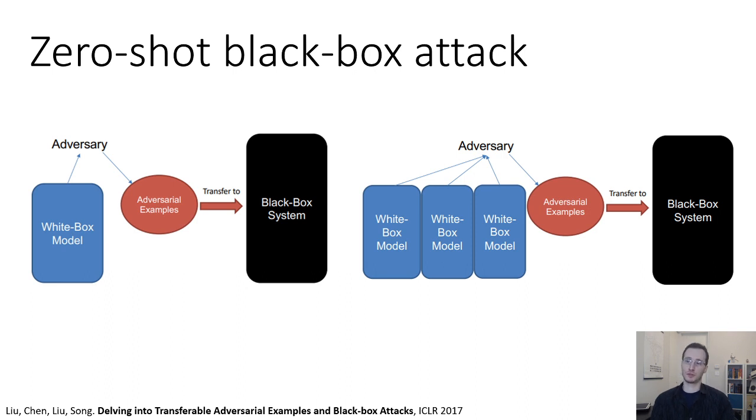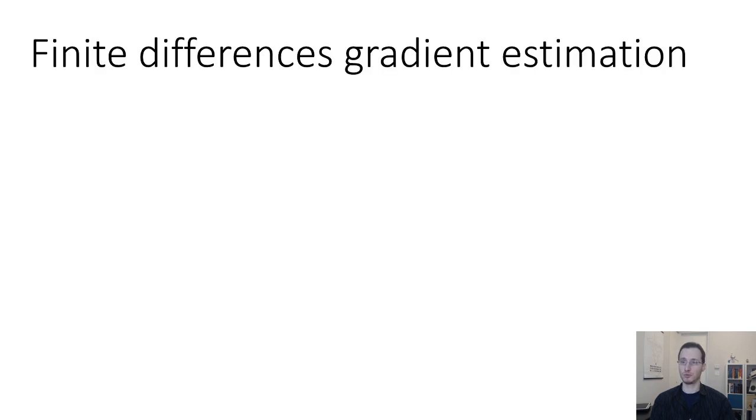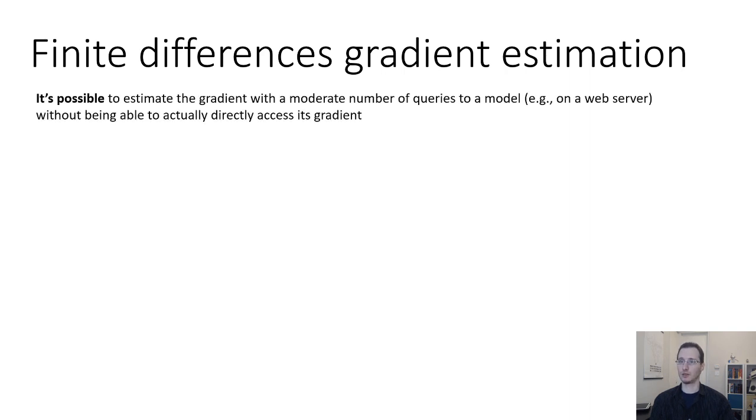Now you can also do fancier stuff. If you do have some limited access to a model, you can do quite a bit better. One thing you could do is if you have limited access to a model, you can use a finite difference gradient estimation. So it's possible to estimate the gradient with a moderate number of queries to a model, for example on a web server, without actually being able to directly access its gradient. Remember that to use fast gradient sign method, all you need is the sign of the gradient.